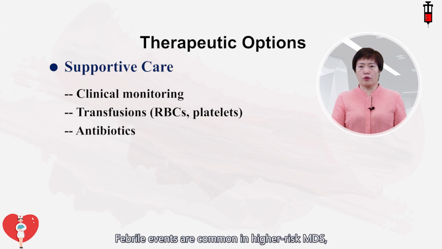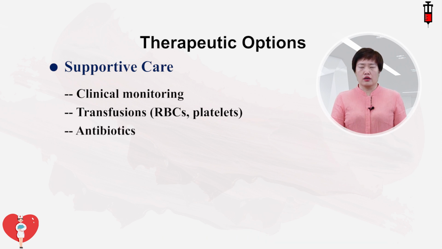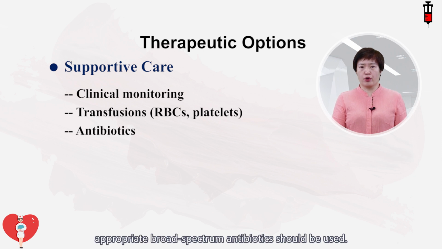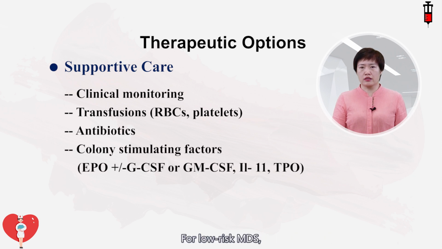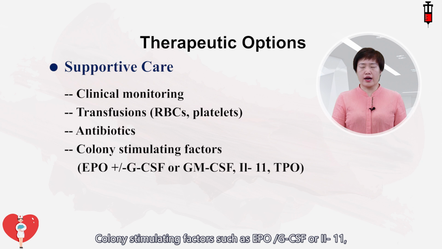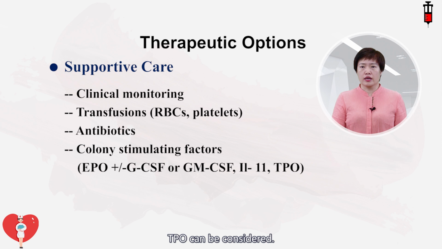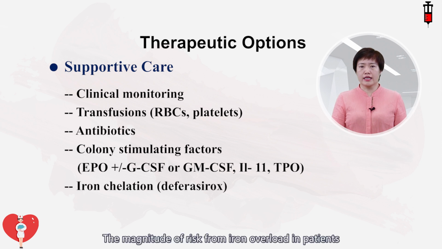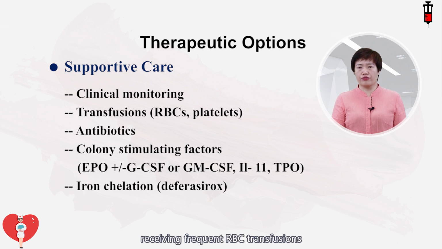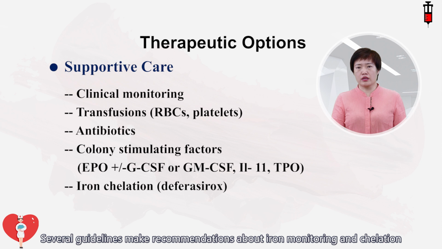Febrile events are common in higher risk MDS. Appropriate broad-spectrum antibiotics should be used. For low-risk MDS, colony-stimulating factors such as EPO, GCSF, or TPO can be considered. The magnitude of risk from iron overload in patients receiving frequent RBC transfusions is uncertain compared to the deaths intrinsic to the disease. Several guidelines make recommendations about iron monitoring and chelation.